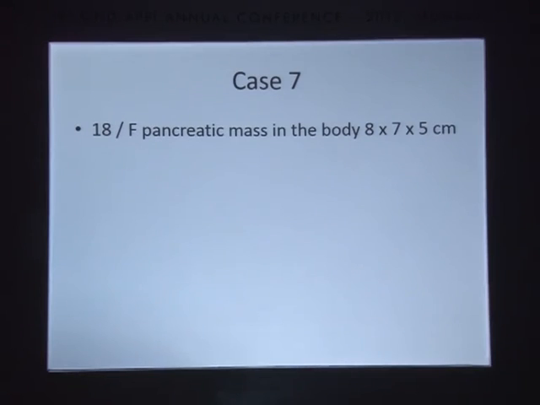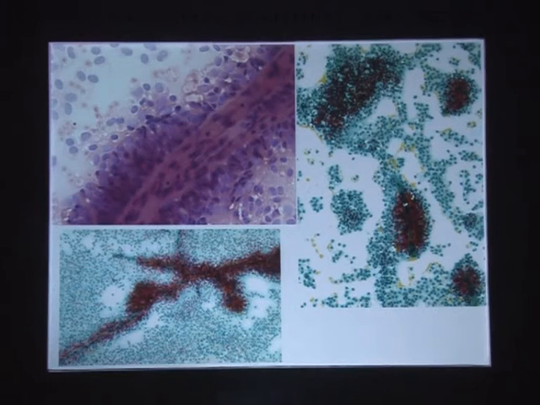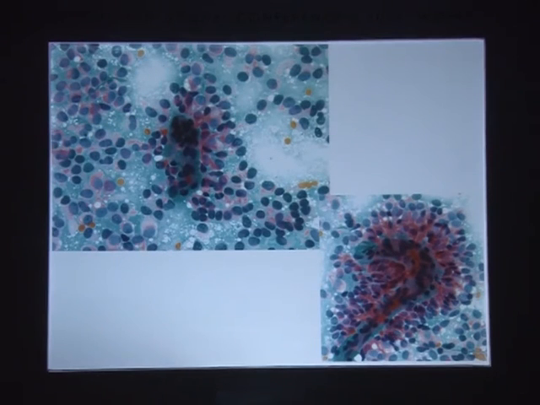Then we have this 18-year-old female with a pancreatic mass in the body of pancreas, and there was no problem identifying this lesion. There are beautiful papillary structures with capillary cores in the center, fibrovascular cores with clinging tumor cells. It's a very cellular aspirate, and these tumor cells have a very bland morphology and very fine chromatin. Many of them get exfoliated in the background.